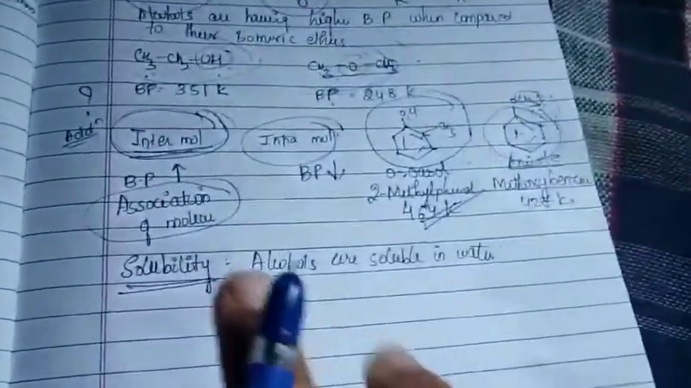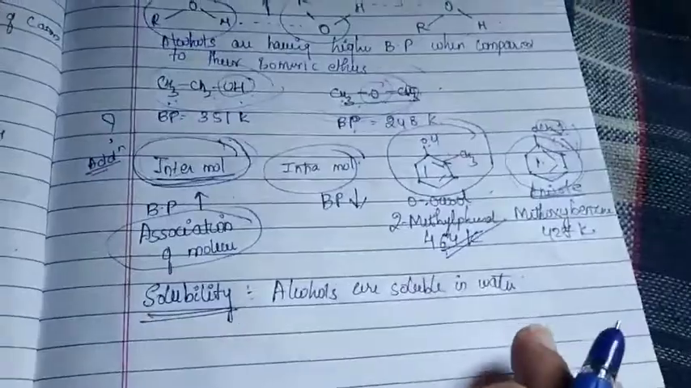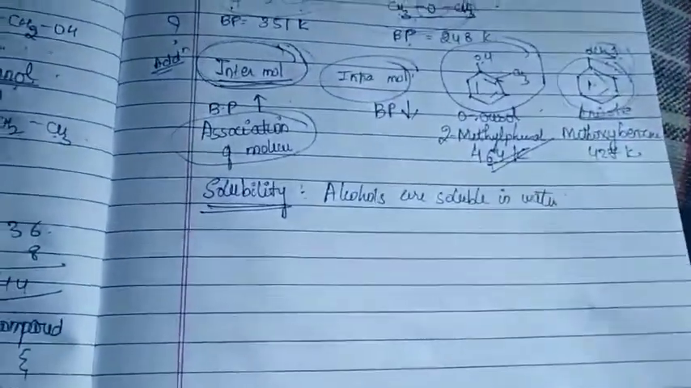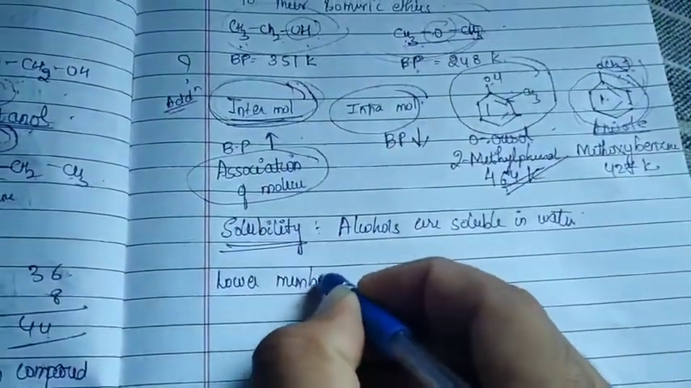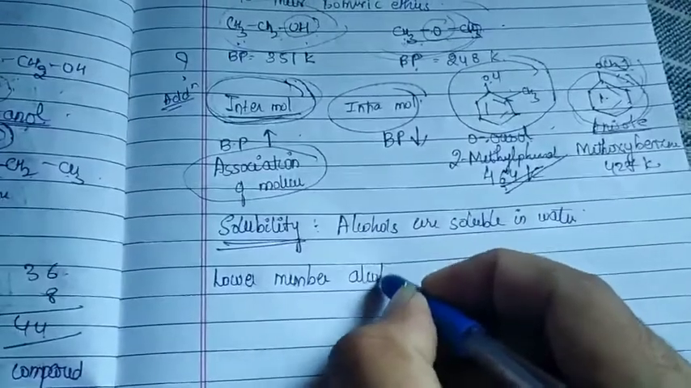But here also you have to remember, whenever an organic compound is soluble in water, it means they are able to form hydrogen bonds with water. This is one of the important things. But the most important thing I have to deal with over here is, remember, lower membered alcohols are soluble in water.